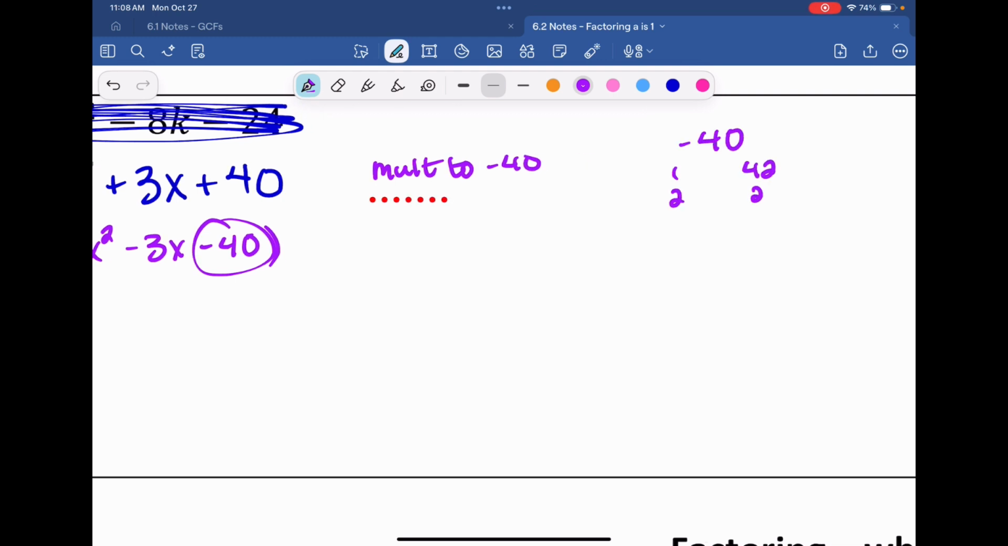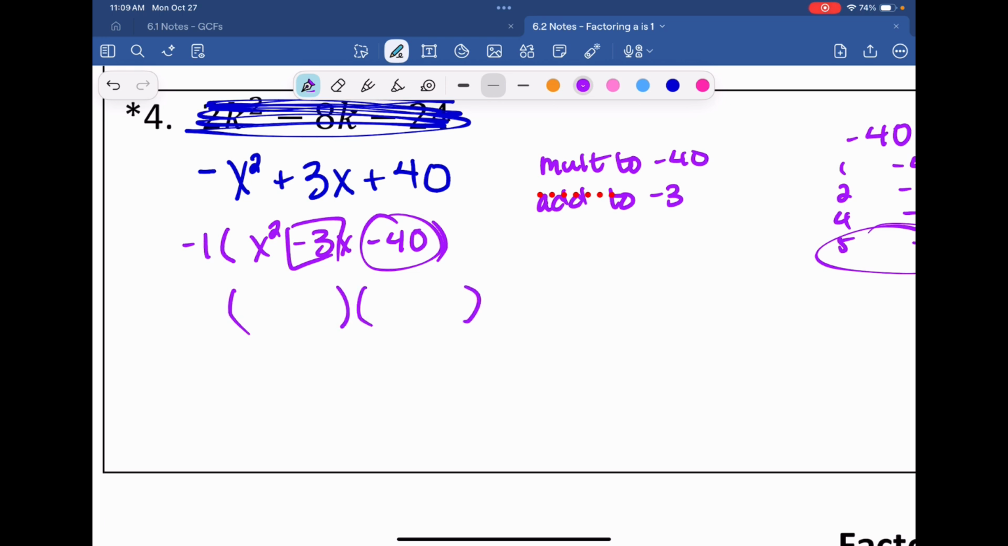2 and 20, I don't know why I wrote 42. 2 and 20, 3 and, nope, not 3, so 4 and 10, 5 and 8. Okay. They also have to add to negative 3. Okay, remember the big factor is the one that's negative here. And there's the one that adds to negative 3.